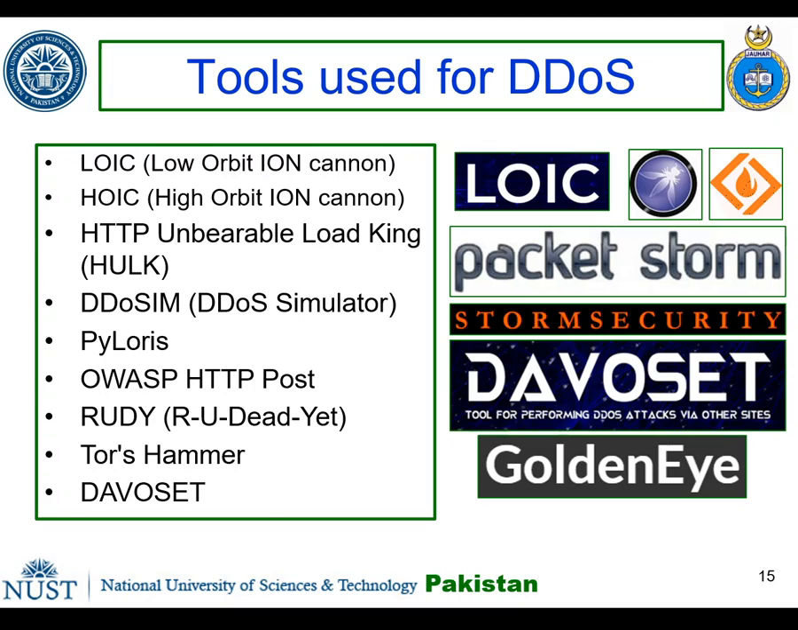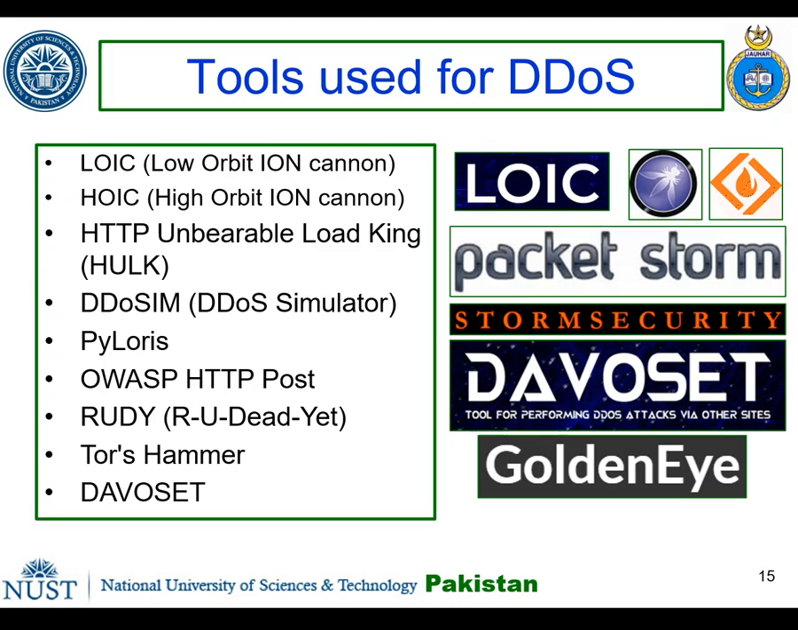This tool sends HTTP, TCP and UDP requests to the server. High Orbit Ion Cannon is a free denial of service attack tool. It is designed to attack more than one URLs at the same time. This tool helps you to launch DDoS attacks using HTTP.